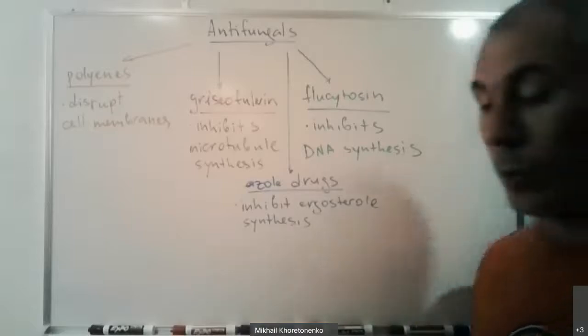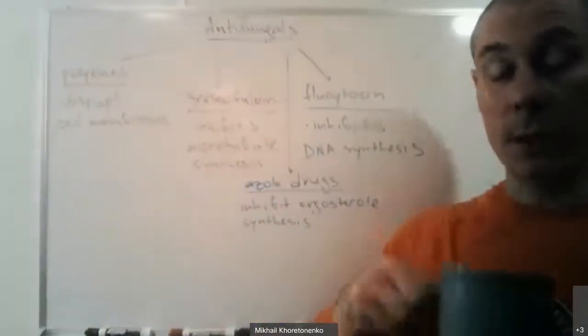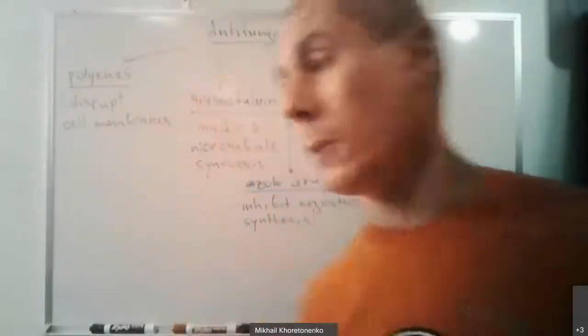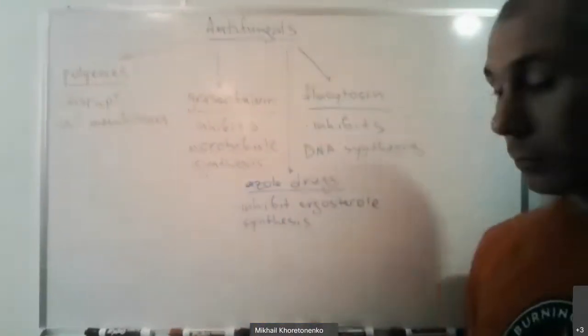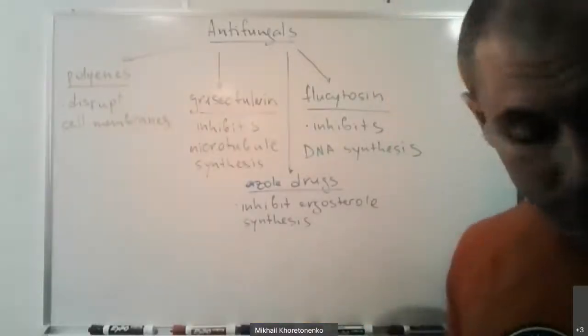Ergosterol is the key molecule in the membrane of fungal cells. The inhibition of its synthesis essentially disrupts the structure of fungal but not human membranes.